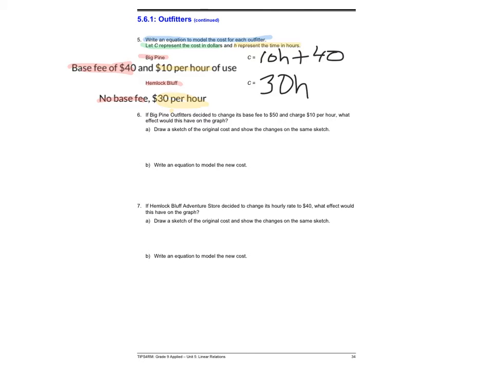Question 6. If Big Pine Outfitters decided to change its base fee to $50 and charges $10 per hour, what effect would this have on the graph? Question A asks us to draw a sketch of the original cost and show the changes on the same sketch. So we don't have that graph sheet here. What you should be doing is going back to your original worksheet, but I'm going to put a rough sketch on the board.